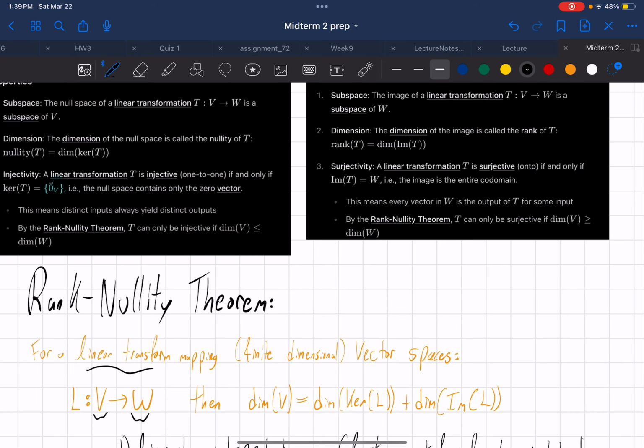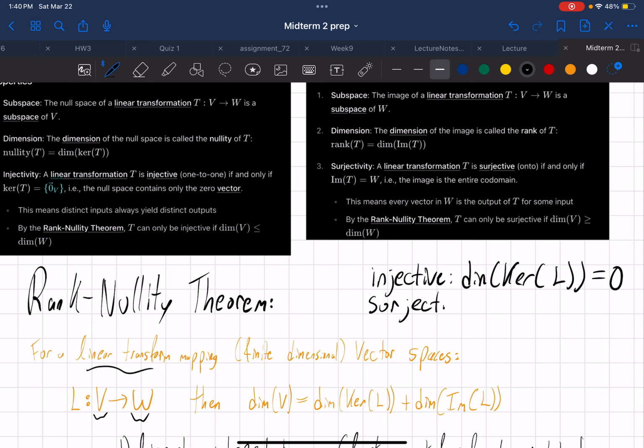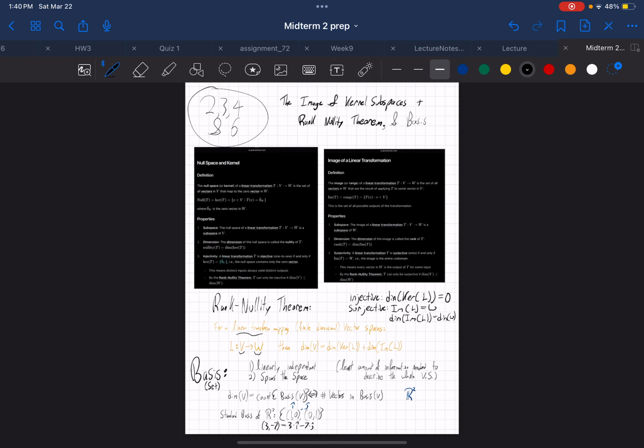And then, more succinctly up here, we also know that injective is equivalent to the dimension of the kernel of L, which is our linear transformation, being 0, and surjective is equivalent to the image of our linear transformation equaling the codomain, which is the same as having the dimension of the image of L equaling the dimension of our codomain. Because dimension relies on linearly independent things, that object should be the exact same.